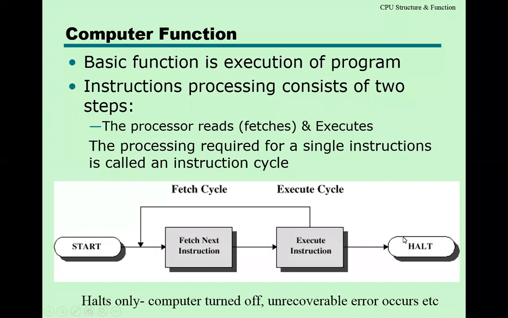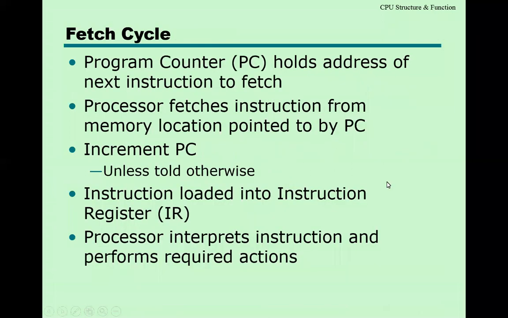So mainly in the computer, the basic function of a computer is execution of a program. While the instruction is being processed, it consists of 2 steps: one is fetching an instruction and the second one is executing the instruction. These 2 steps are called the instruction cycle. So this thing we also discussed yesterday.